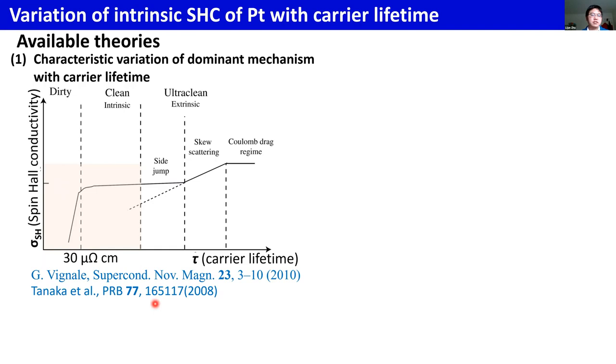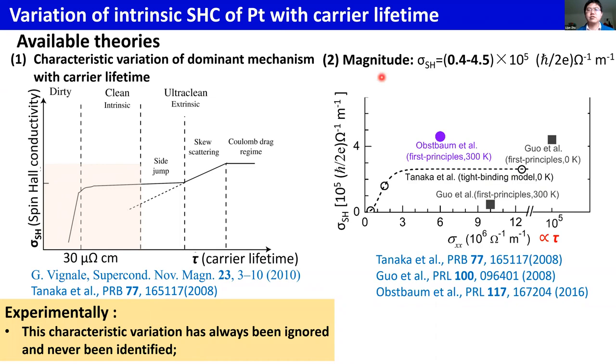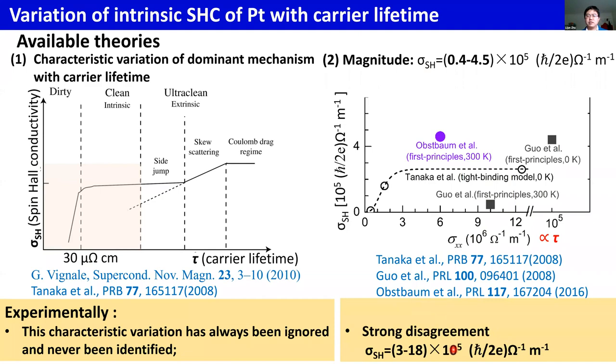However, experimentally, this variation has always been ignored and has never been identified. The predicted magnitude of the spin Hall conductivity of platinum also varies from 0.4 to 4.5 times 10 to the fifth, in units of ħ over 2e per ohm per meter, which is more than a factor of 10 disagreement. The experimentally reported values vary from 3 to 18 times 10 to the fifth, which is again a very strong disagreement.